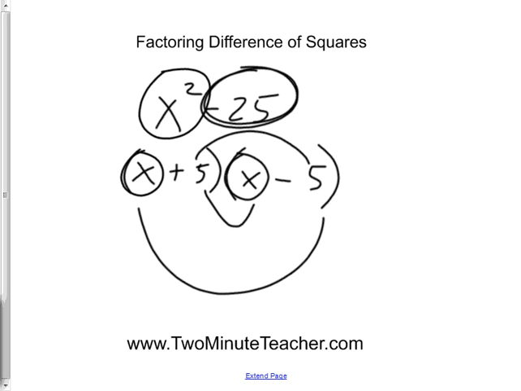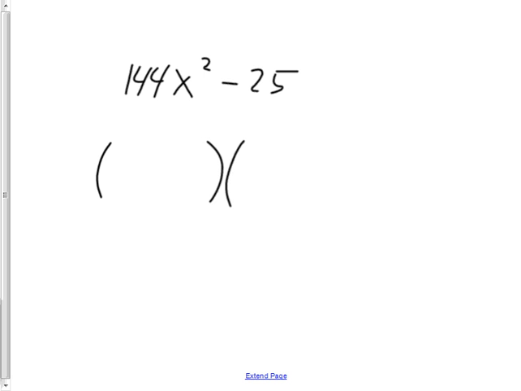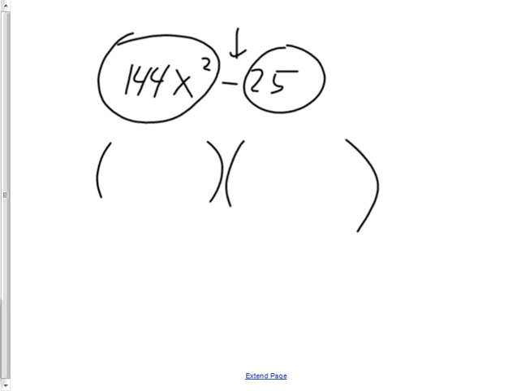All right, here's a little bit tougher one, though. Let's say that instead we have 144x squared minus 25. Will that still work the same way? Yes, it will. As long as it's a difference of squares, which means you have to have a subtraction right there, and as long as this is a perfect square and this is a perfect square, this method works.